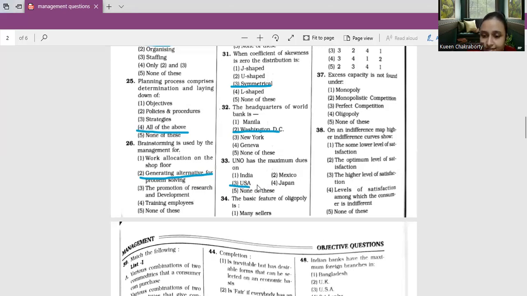The logic behind this is related to the GNP, right?